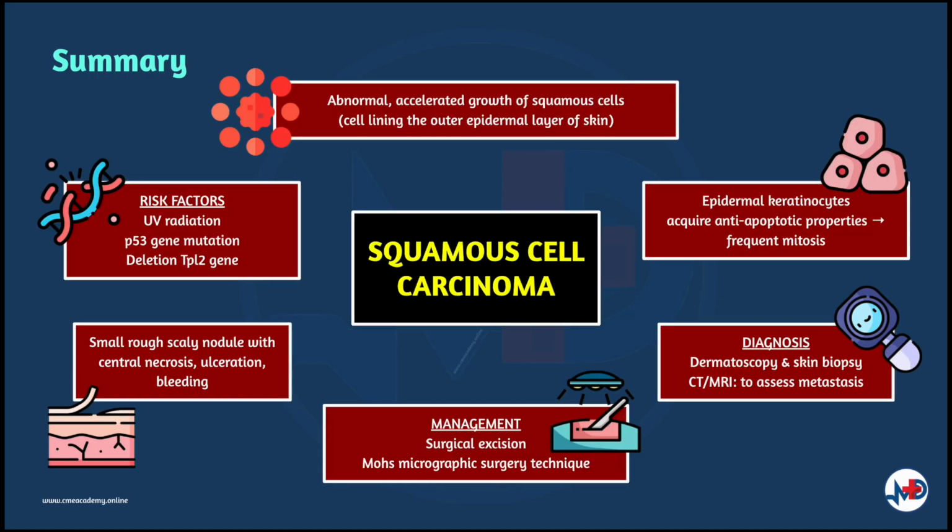Let's summarize what we have covered so far. Squamous cell carcinoma is the abnormal accelerated growth of squamous cells. Squamous cell is the cell lining of the outer epidermal layer of the skin. UV radiation, p53 gene mutation, and deletion of TPL2 gene cause epidermal keratinocytes to acquire anti-apoptotic properties, leading to frequent mitosis. It presents as a small, rough, scaly nodule with central necrosis, ulceration, and bleeding. Dermatoscopy and skin biopsy are essential for the diagnosis, while CT and MRIs are used to assess metastasis. Surgical excision is the gold standard, and the technique used is Mohs micrographic surgery.